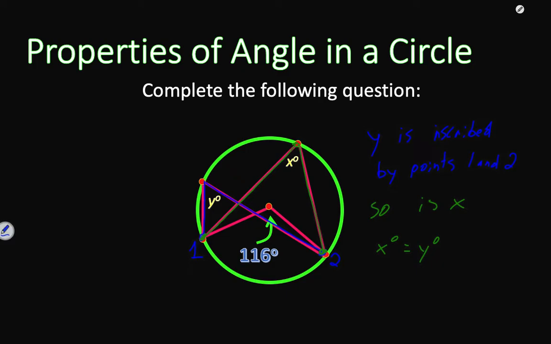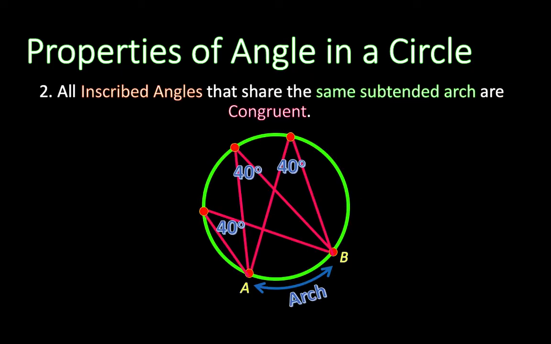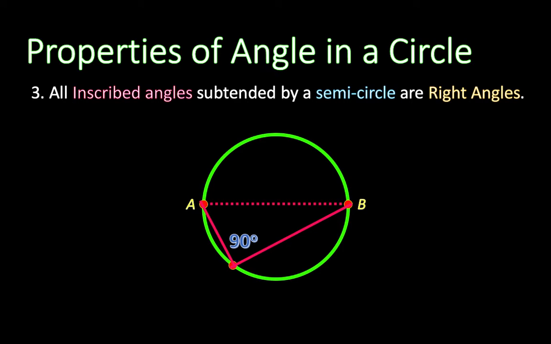Because this central angle is also inscribed by point 1 and by point 2, which means 116 has to be double what y and x are. So if I go 116 divide by 2, I can tell you that y is 58 degrees, x is also 58 degrees. So that's what this picture right here is showing you, is that all of your inscribed angles will be the same.